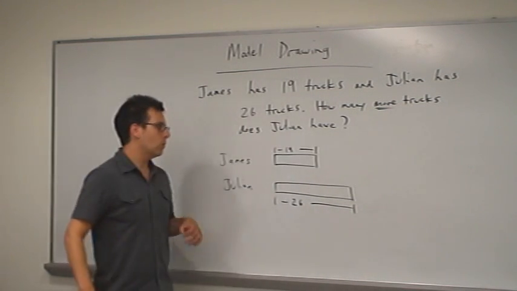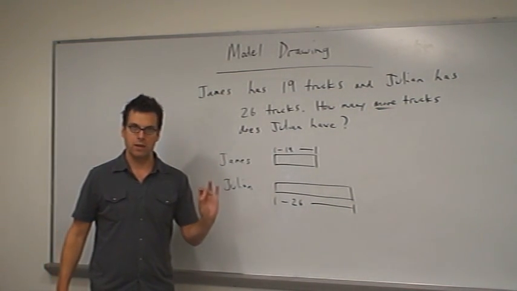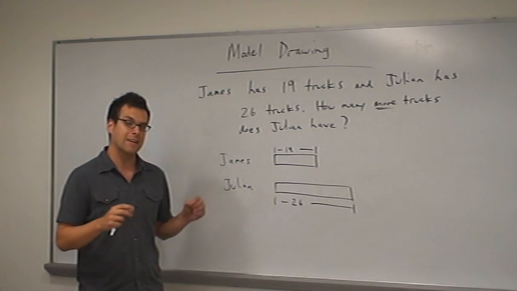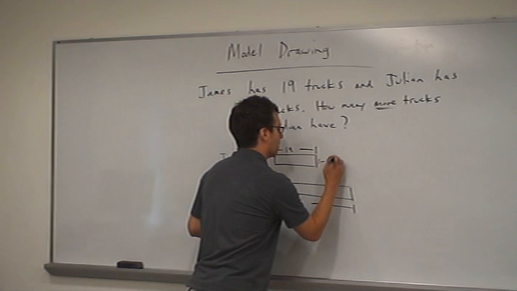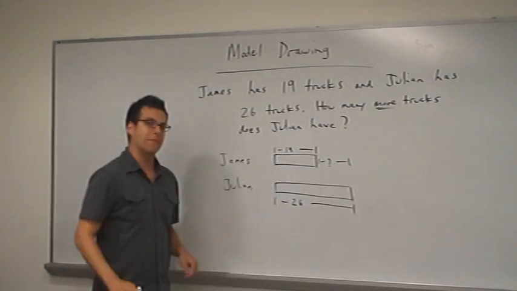And again, the question is asking how many more trucks Julian has. So in terms of the bar diagram, that's asking how much longer is Julian's bar in this case than James's bar. So we would put our question mark maybe right there.